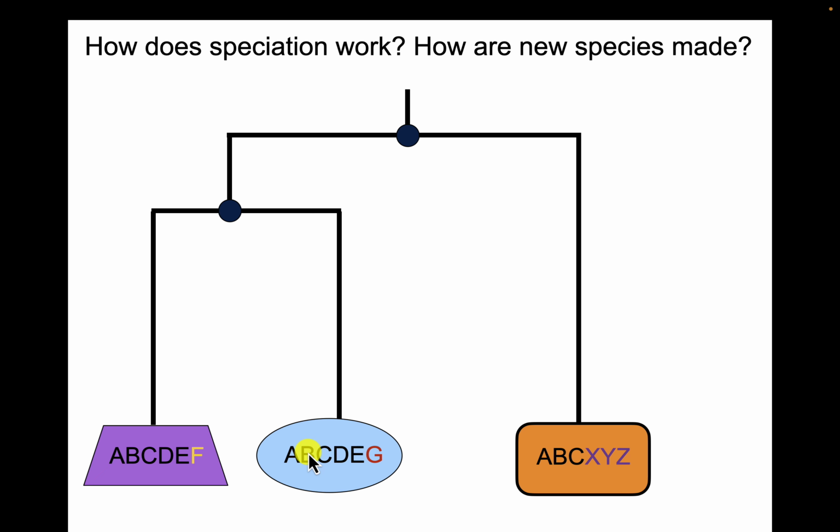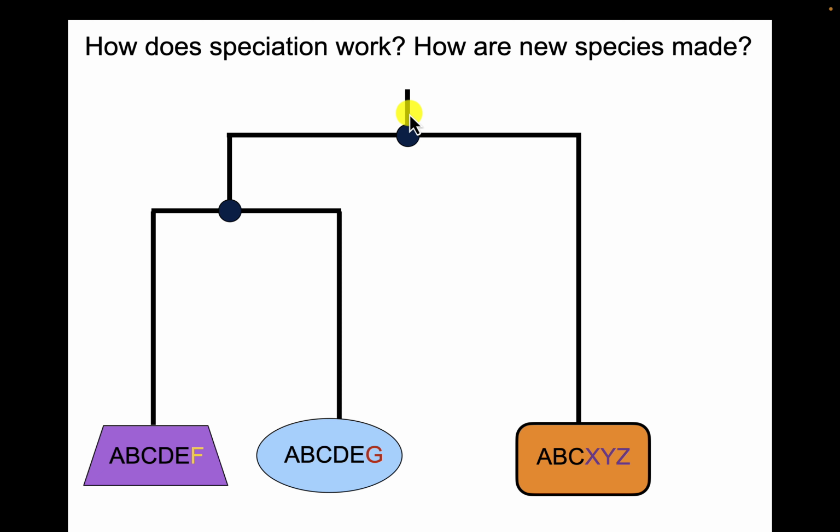Now, let's talk about speciation. How did we get the purple, the blue, and the orange species here? How does speciation work? How are new species made? Well, we start with a common ancestor. So here it is right here.